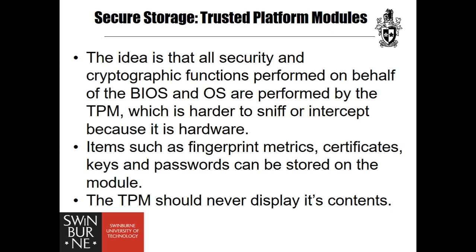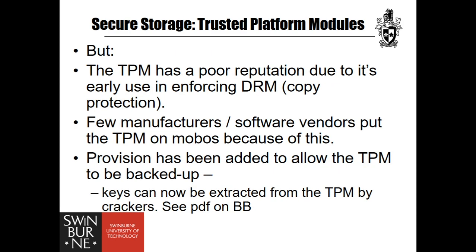Items such as fingerprint matrix, certificates, keys, and passwords can be stored on the module. The TPM should never display its contents. But the TPM has a poor reputation due to its early use in enforcing DRM. Few manufacturers or software vendors put the TPM on mobiles because of this. Configuration has been added to allow the TPM to be backed up.